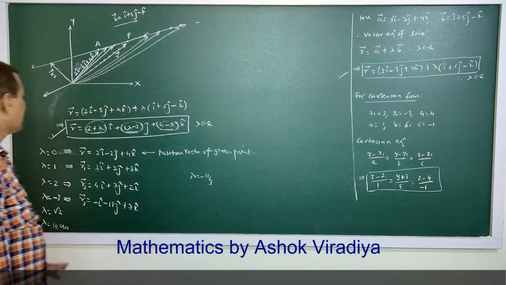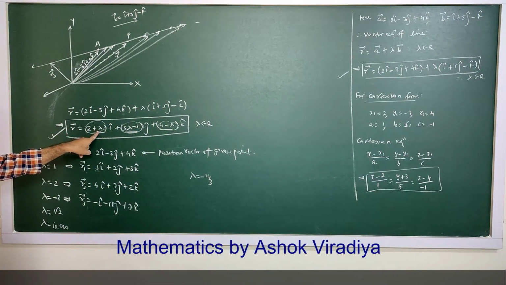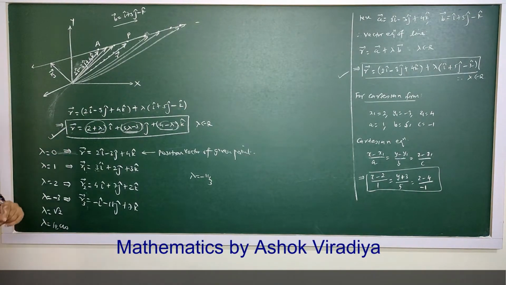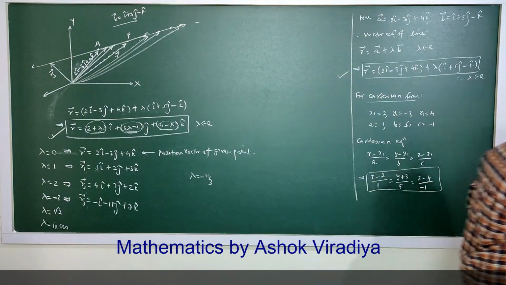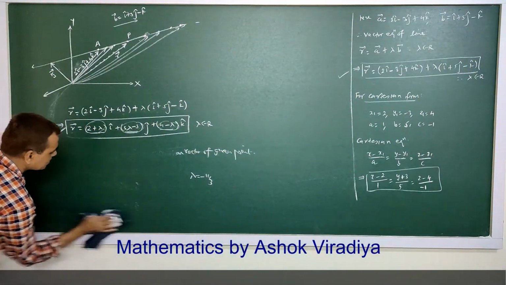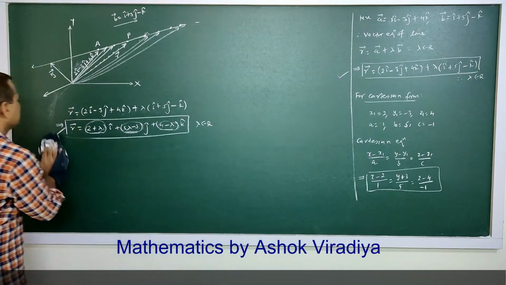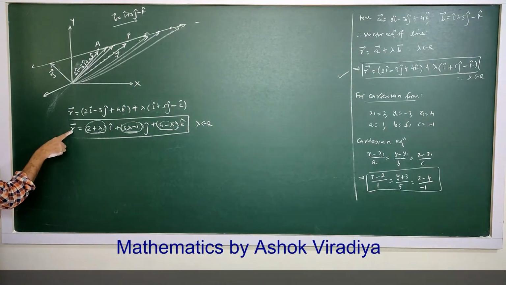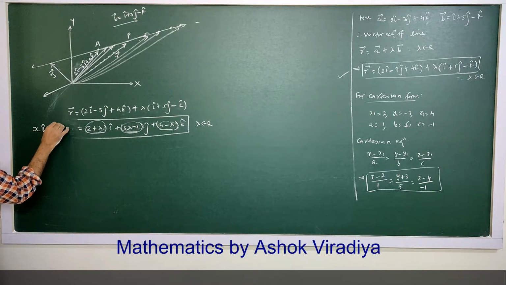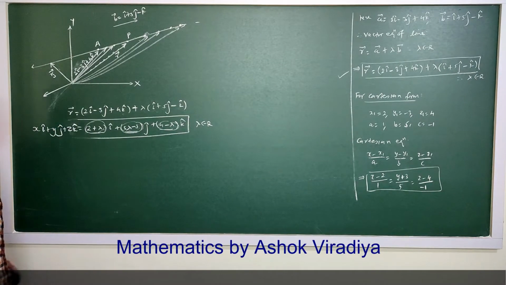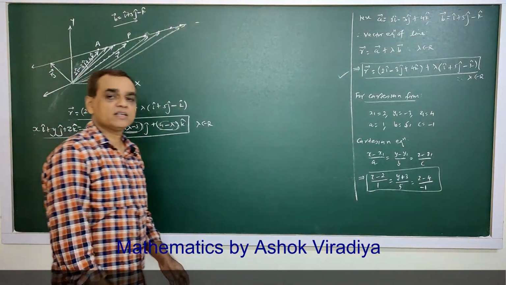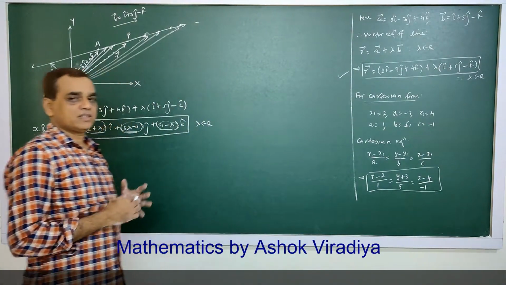And see, here vector R, that is, now I am explaining the Cartesian form. See here, vector R is xi, yj, zk. It was the position vector of vector R that we have taken in this discussion.